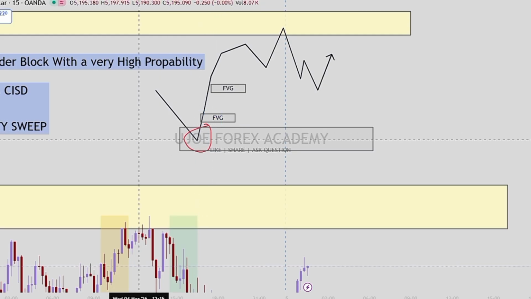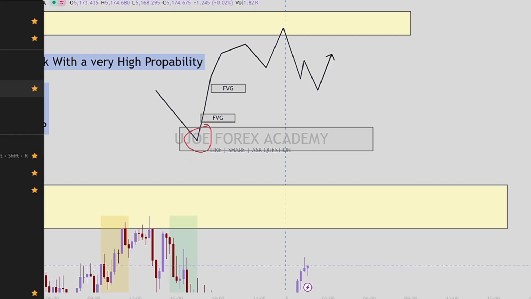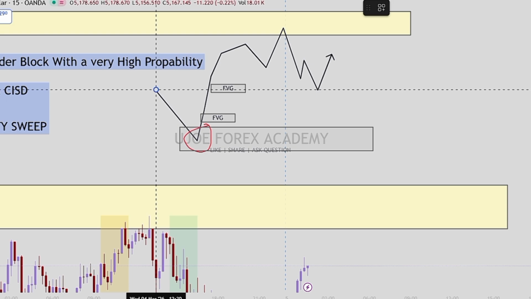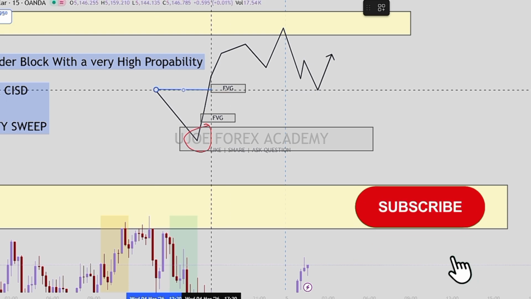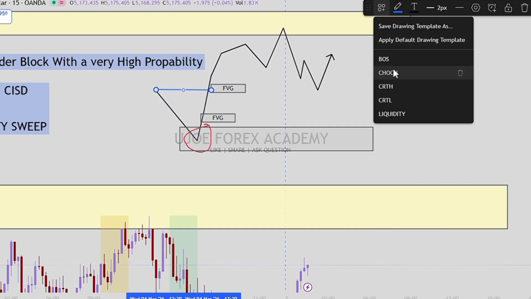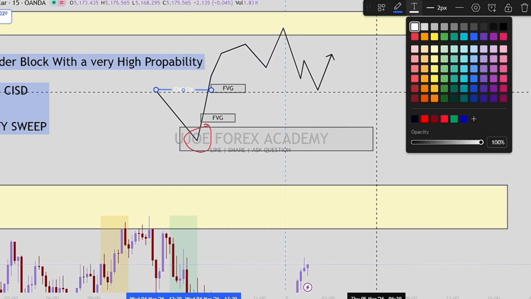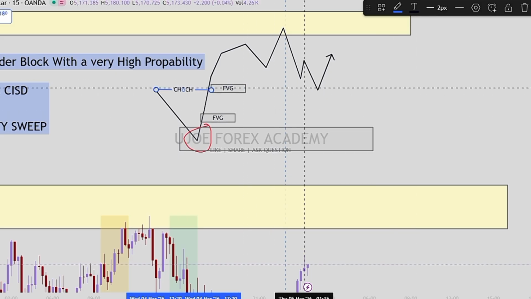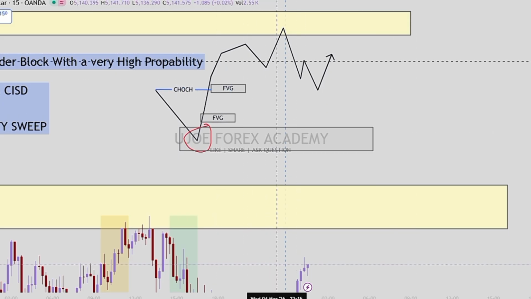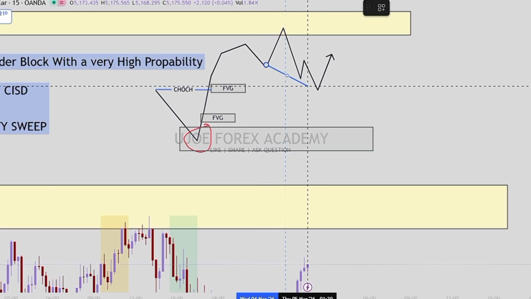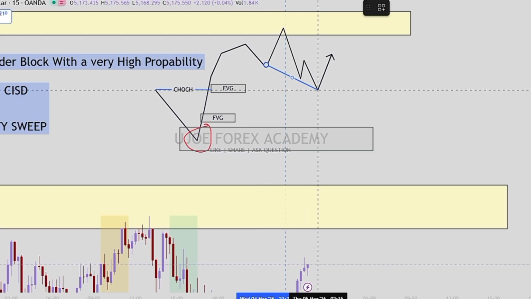And this now will become your breakout structure, because this in turn would be your change in state of delivery. So this will now be our change of character. That's what we're looking at. And once it's our change of character, remember these are going to be our liquidity pool, our liquidity sweep. So from this zone, from here down to this point, is going to be our liquidity.